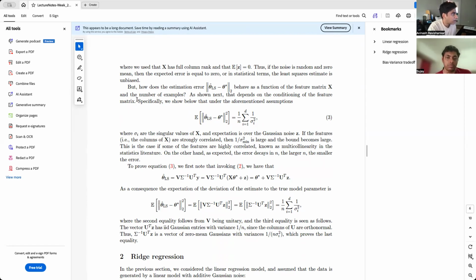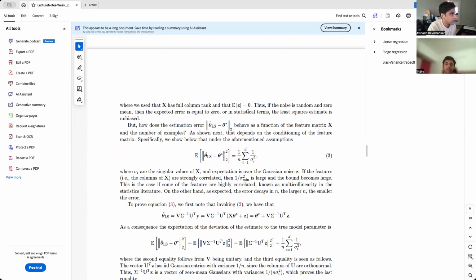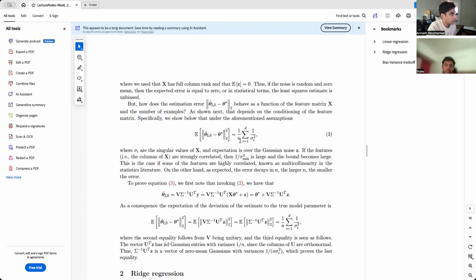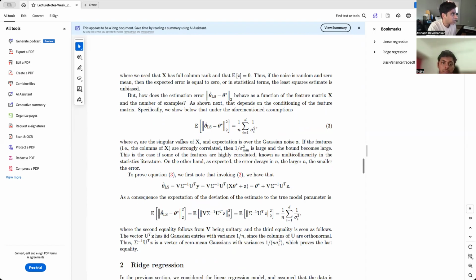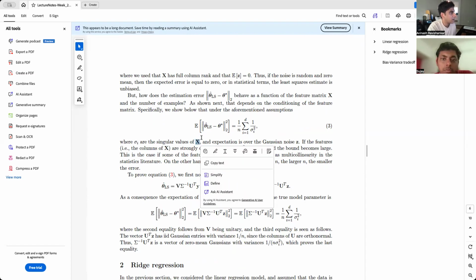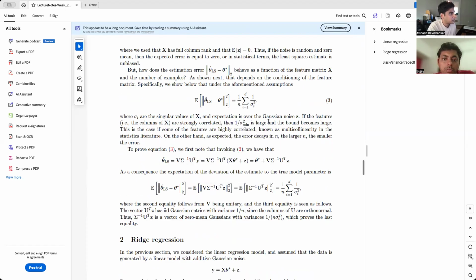Okay, this is fine here. We're finding the least squares minus the actual there. And then, wait, where did sigma come from? Sigma are the singular values. And the expectation is over this, that is based on the decomposition that we did. Okay, that's cool, U sigma.